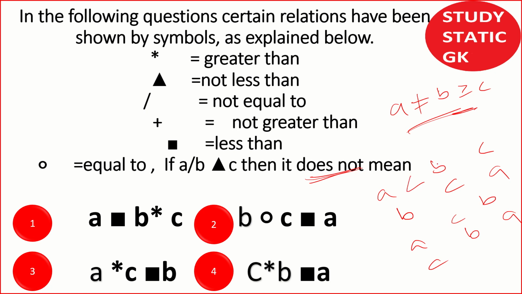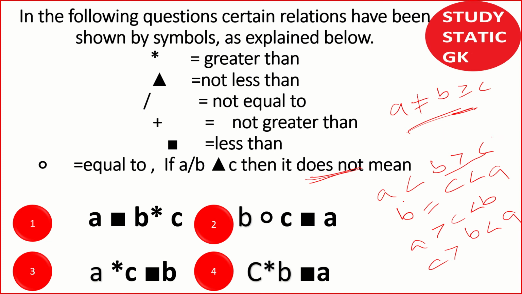Square is equal to less than, star is equal to greater than, and the circle is equal to, square is equal to less than, star is equal to greater than, right? So A and B greater than or equal to C means B greater than one of the possible cases, right?